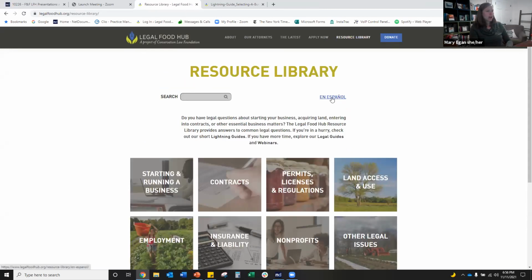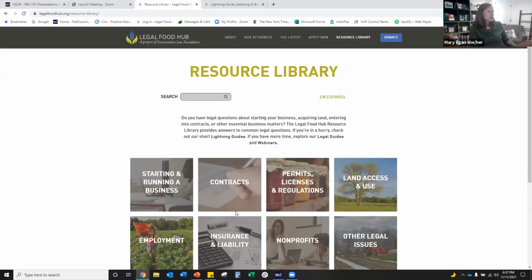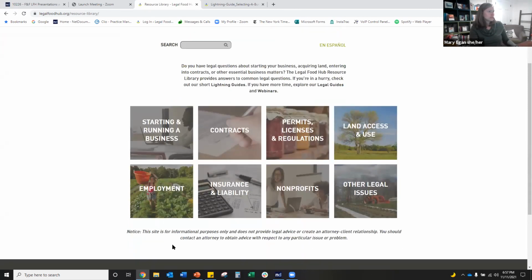We also have about 15 guides in Spanish over here that you can access. So feel free to browse that at any point. All those guides are free.